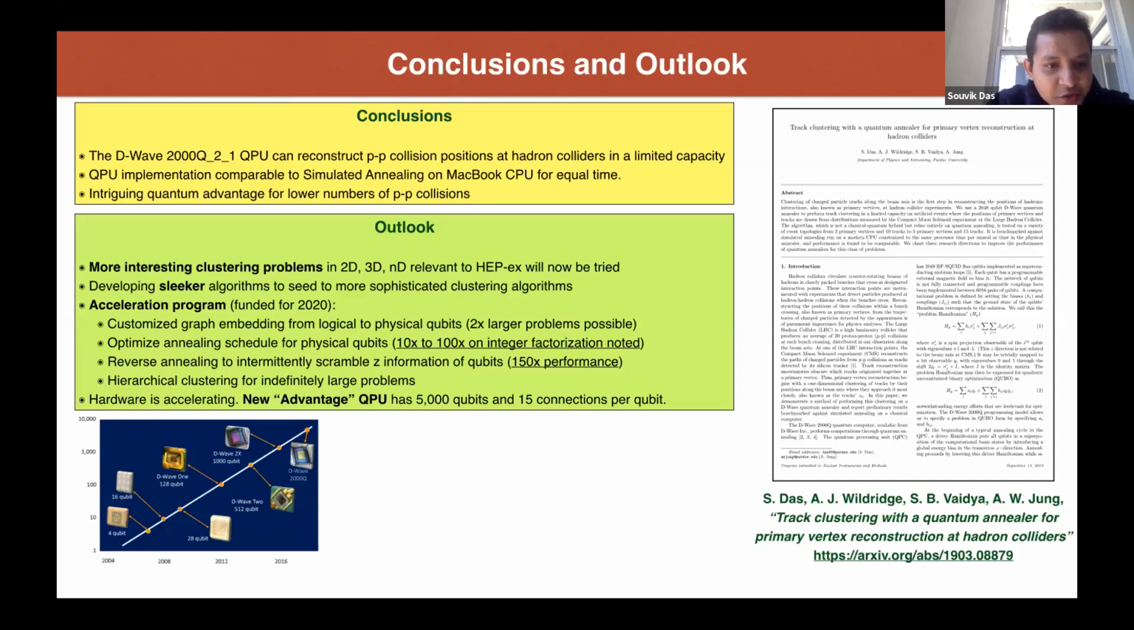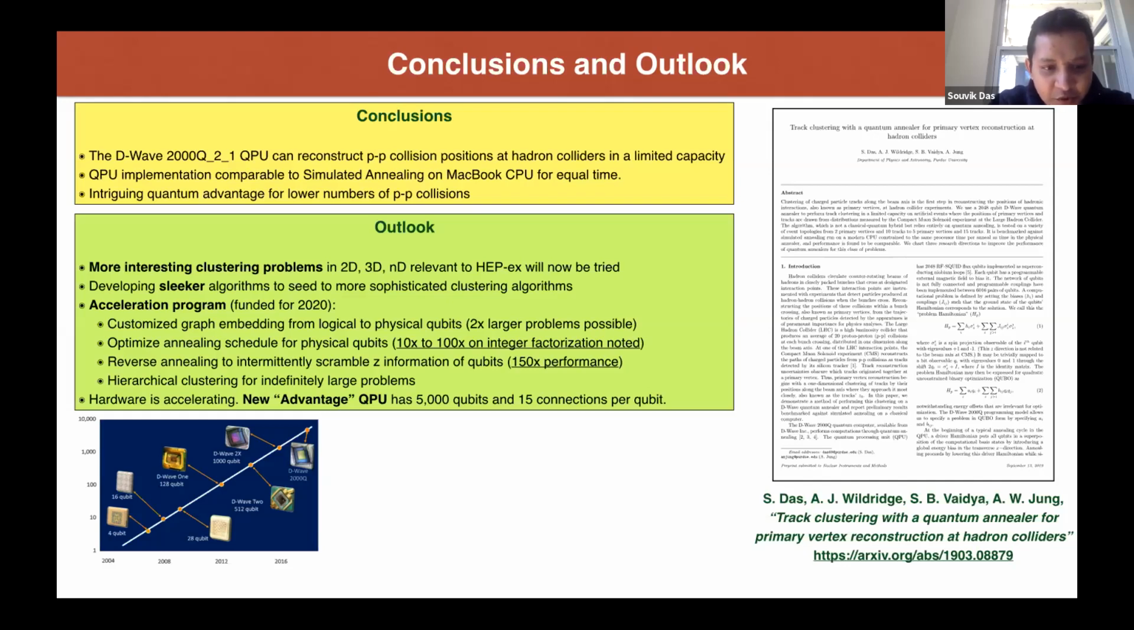Just to let you know, this was our first, exploratory attempt at using D-Wave. So now we have developed sleeker algorithms to do clustering that can seed more sophisticated algorithms. We also have an acceleration program that is already very promising. The graph embedding can be optimized to allow 2 times larger problem size. Then there are ways to optimize the D-Wave mechanism itself by optimizing the annealing schedule for each physical qubit, and that offers 10 to 100 times faster.